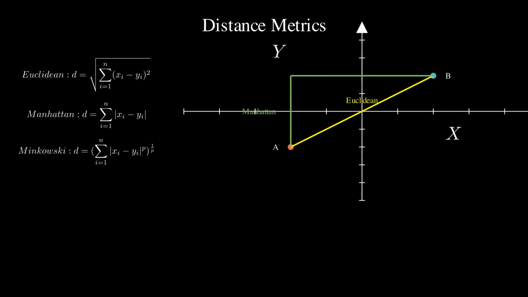KNN relies heavily on distance metrics. For continuous variables, we commonly use Euclidean distance, shown here in yellow, or Manhattan distance, shown in green. The choice depends on your data's characteristics. Euclidean distance measures straight line distance, while Manhattan distance follows grid-like paths.